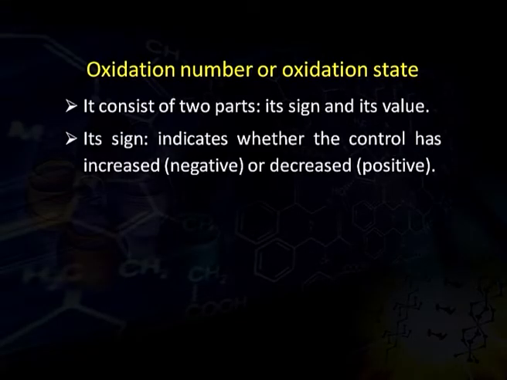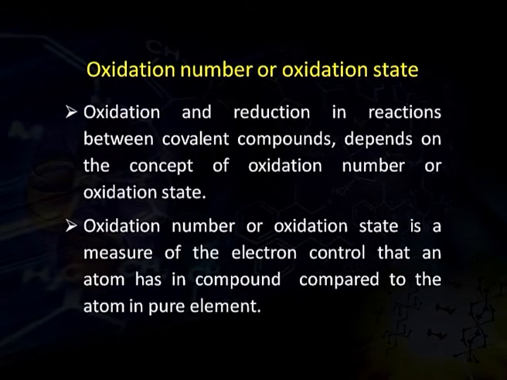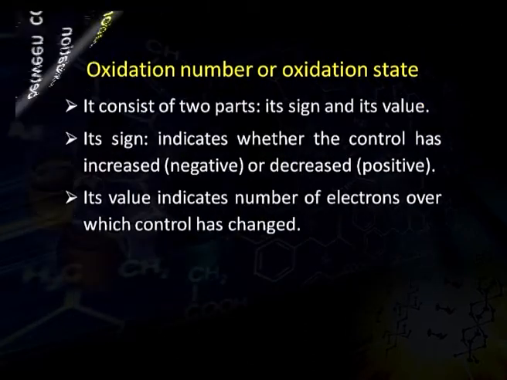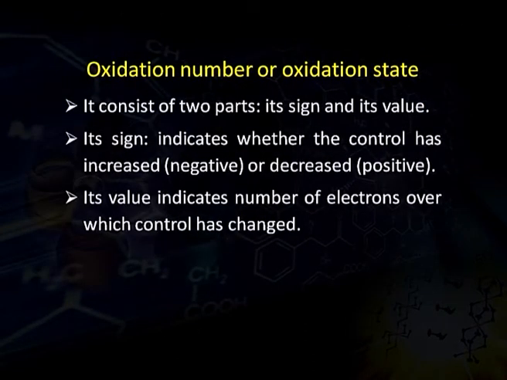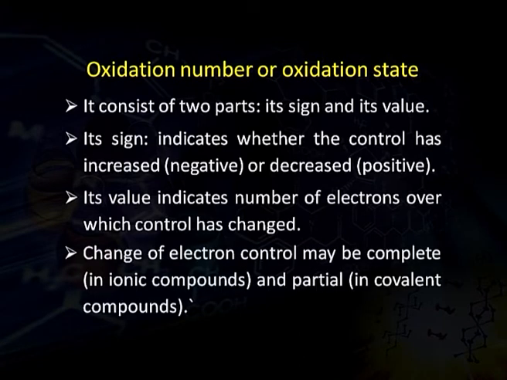Its sign indicates whether the control has increased, that is given by a negative sign, or the control has decreased, and this control is detailed here as the oxidation number or oxidation state is a measure of electron control that an atom has in a compound as compared to the atom in its pure elemental state. Similarly, its value indicates the number of electrons over which the control has changed. The change of electron control may be complete, which exists generally in ionic compounds, and a partial control has been seen in the case of covalent compounds.